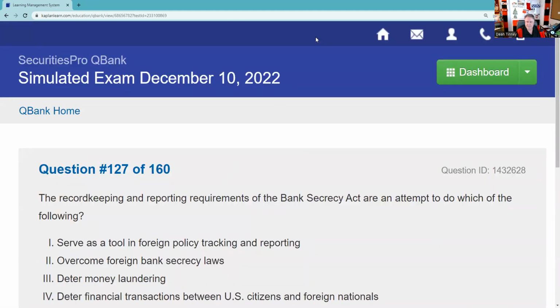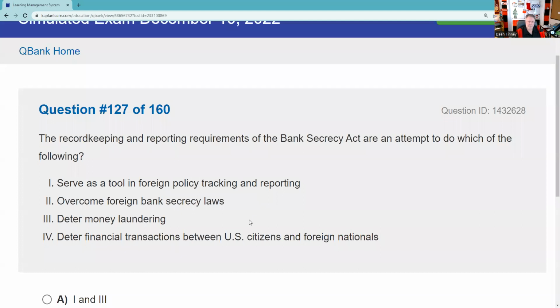127. The record-keeping and reporting requirements of the Bank Secrecy Act. That's what gives us freedom. I don't know if freedom's the right word, but us not being liable for giving FinCEN information. Anyways, it's an attempt to do which of the following?